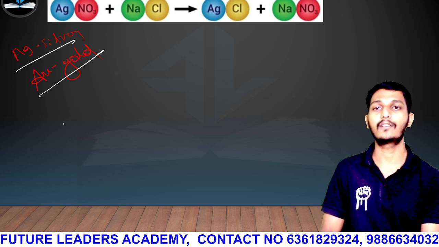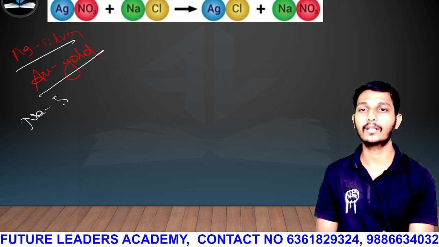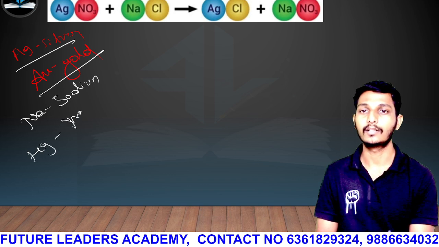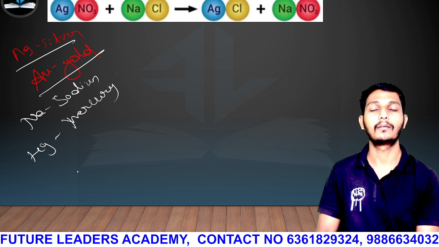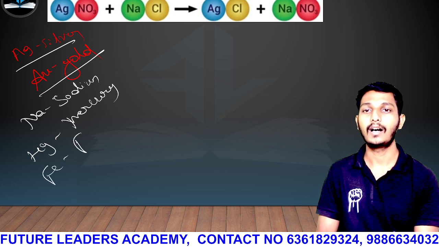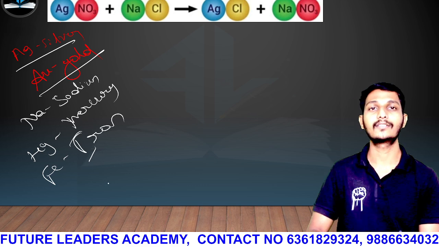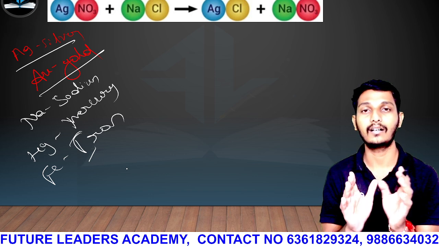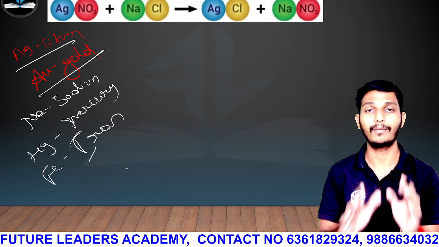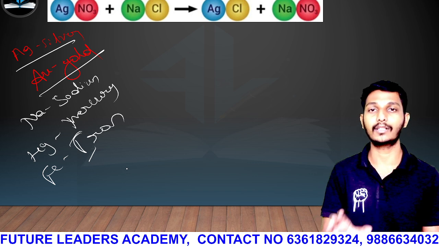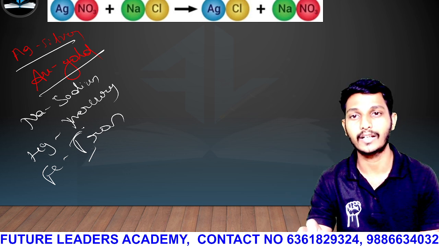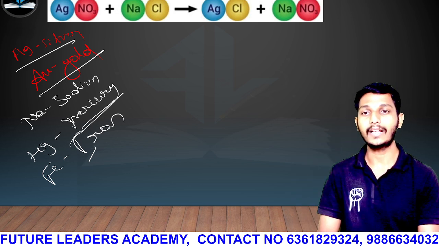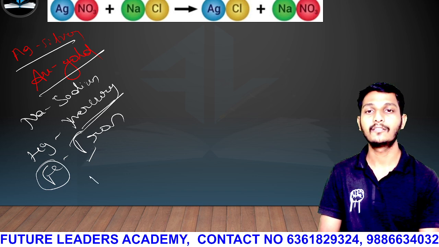Ag means silver. Na means sodium. Hg means mercury. Fe means iron. Please, guys, you must know the Latin names of the atoms. These are Latin words we have derived. So the atom is iron. The iron name is ferrum.